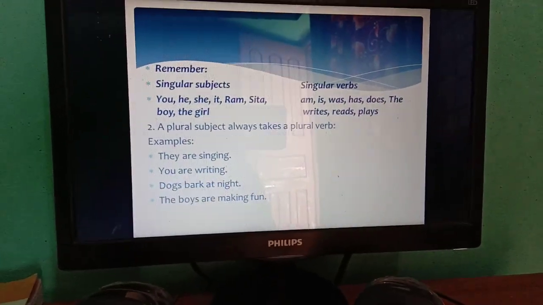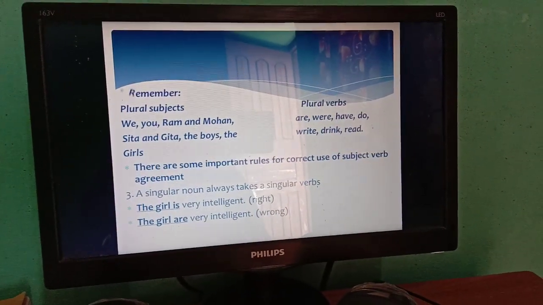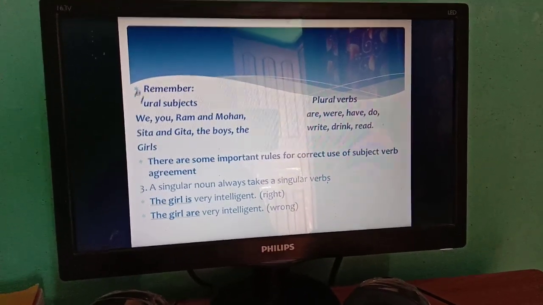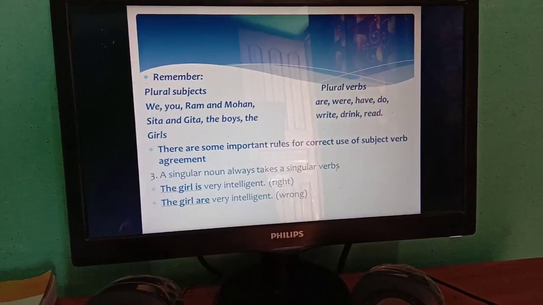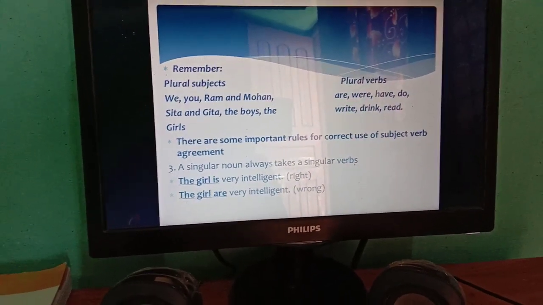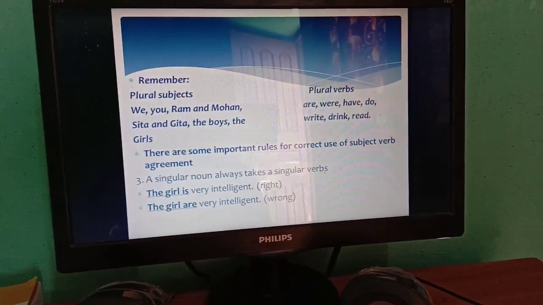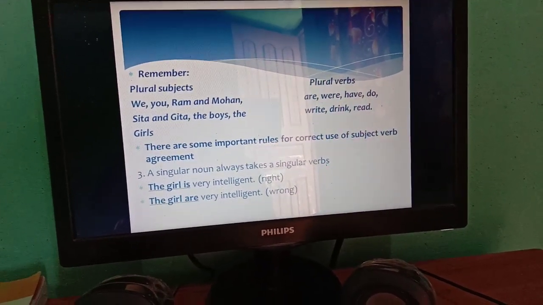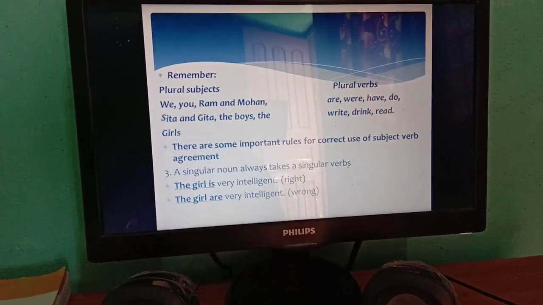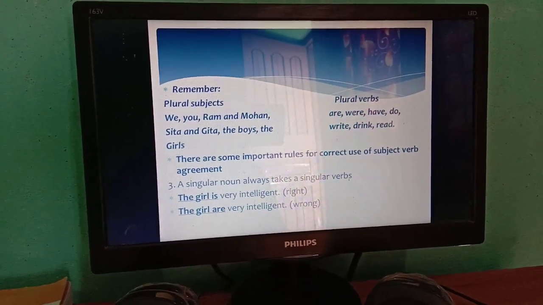Here also remember, a plural subject takes a plural verb. We, you, Ram and Mohan, Sita and Geeta, the boys, the girls. The plural verbs are are, were, have, do, write, drink, read. All these are plural verbs.